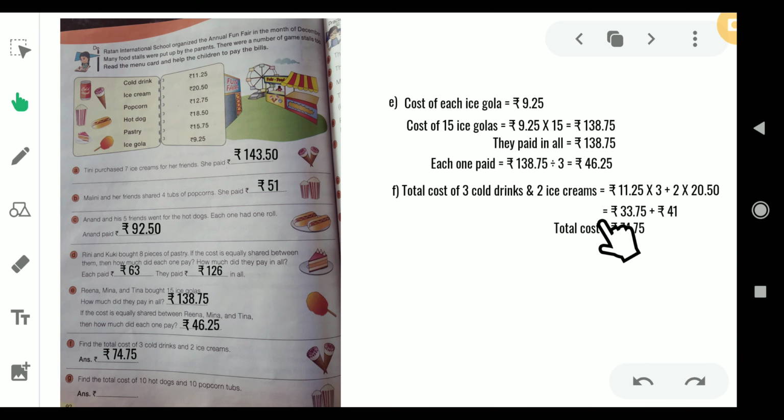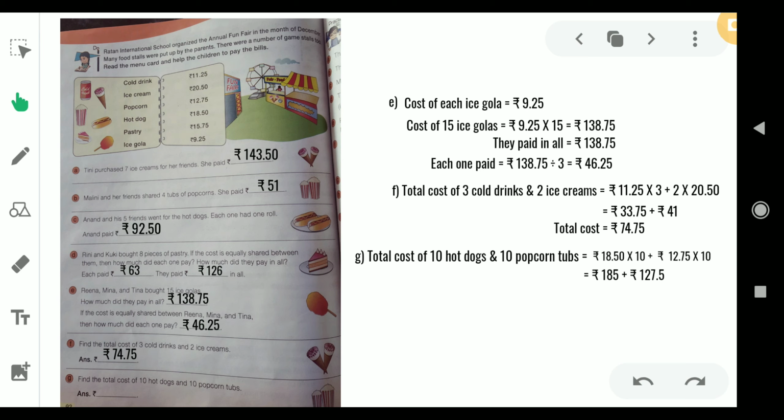So just do it in the same way. That is the total cost of 10 hot dogs. What is the cost of each hot dog here? It is 18 rupees 50 paise. What is the cost of each popcorn tub here? It is 12 rupees 75 paise, and they bought 10 hot dogs, so you have to multiply 10 by 18 rupees 50 paise. This is the cost of each hot dog, and you have to multiply 10 by 12 rupees 75 paise, because this is the cost of each popcorn tub, because they bought 10 hot dogs and 10 popcorn tubs. So that's why we have to multiply this.